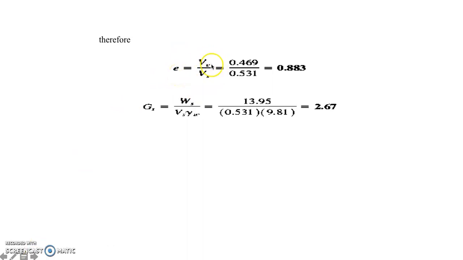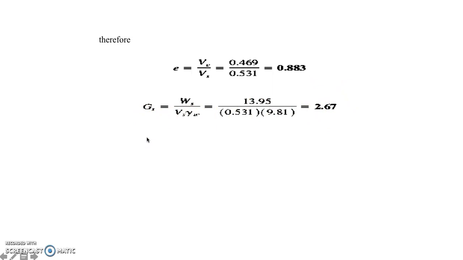So therefore, from our expression that the void ratio is equal to volume of the voids all over volume of the solid, you simply have to substitute the values, and we obtain 0.883. And since our unknown data is the specific gravity of the solid, we're going to have weight of the solid over volume of the solid times the unit weight of the water. You simply have to substitute the given values, so you get 2.67. This is now our final answer for the specific gravity of the solid.